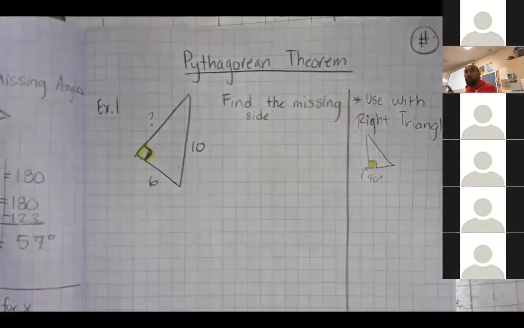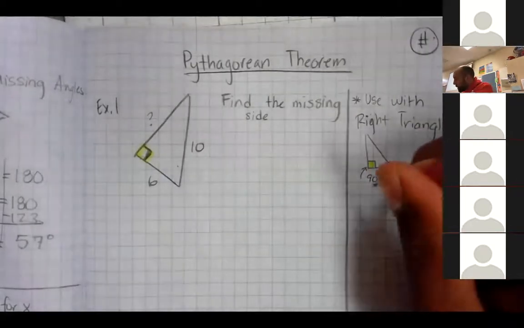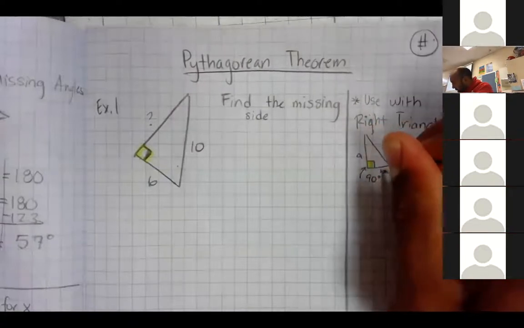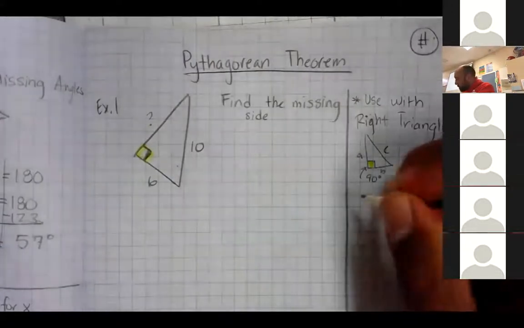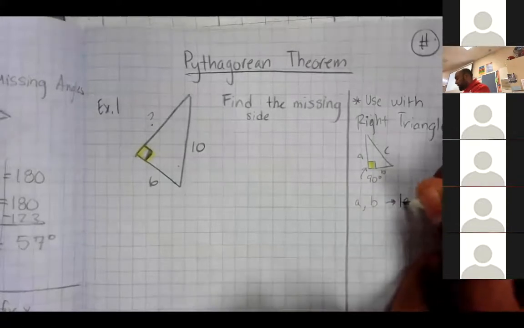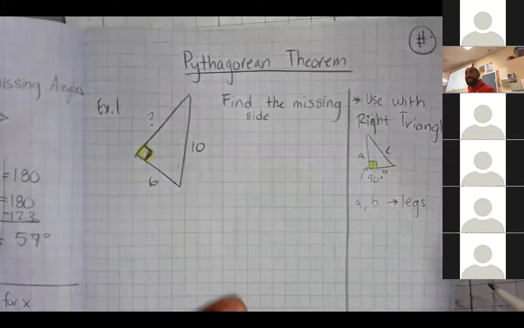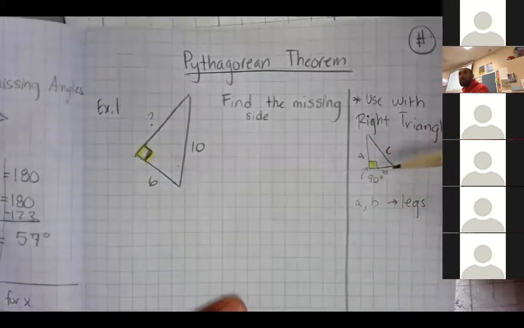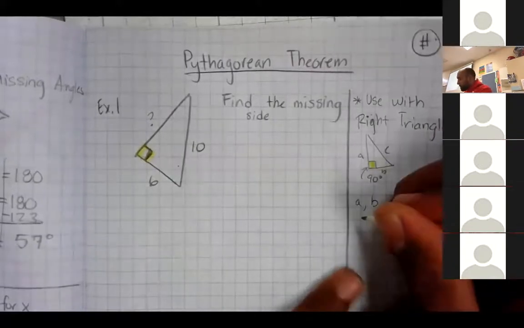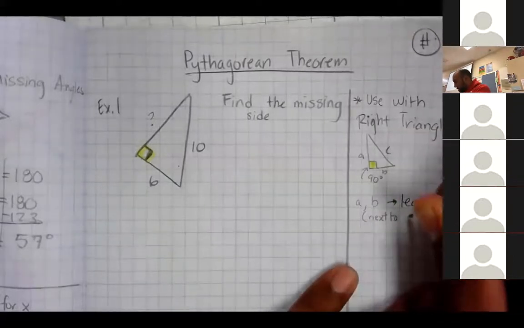Before we write the formula, we need to define the parts of a triangle. Let's say we label this triangle A, B, and C. Well, A and B, we call those the legs. So legs, and you'll see that in Delta Math. When it says legs, it's talking about these two sides, the ones that are right next to 90 degrees.